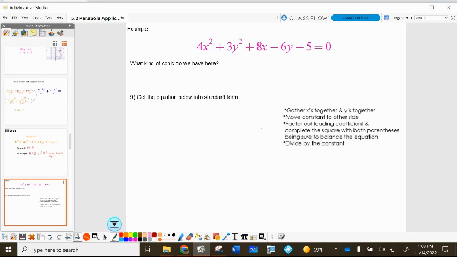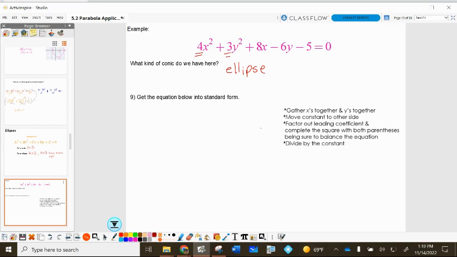So what kind of conic section do we have here? Well, when I look at my coefficient on my squared terms, they're not the same, so it's not a circle. They are both positive, so this is an ellipse. So I know it's an ellipse, okay? They want us to get the equation in standard form. I've got some little bullets here to help you.